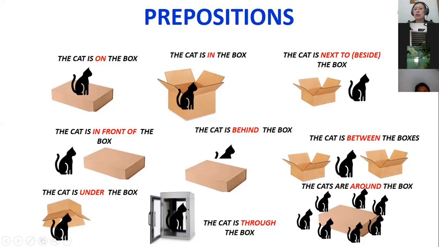And here, if you see, we have more cats. And it says the cats are around the box. So they are like in a circle. The cat is between the boxes. So we can say that the cat is also in the middle of the two boxes. The cat is next to or beside. I said last night that this is a synonym, beside the box.